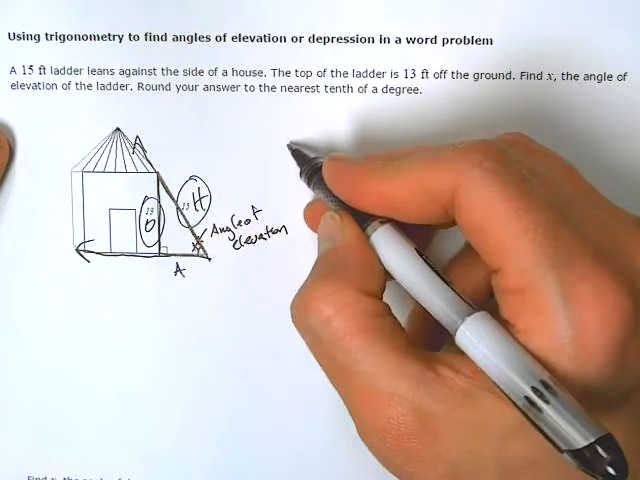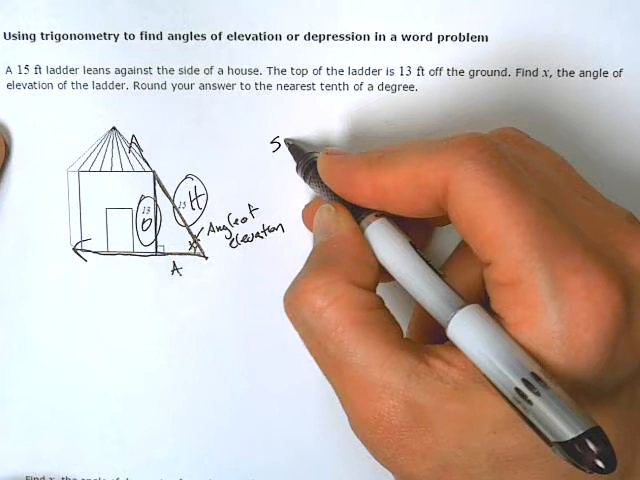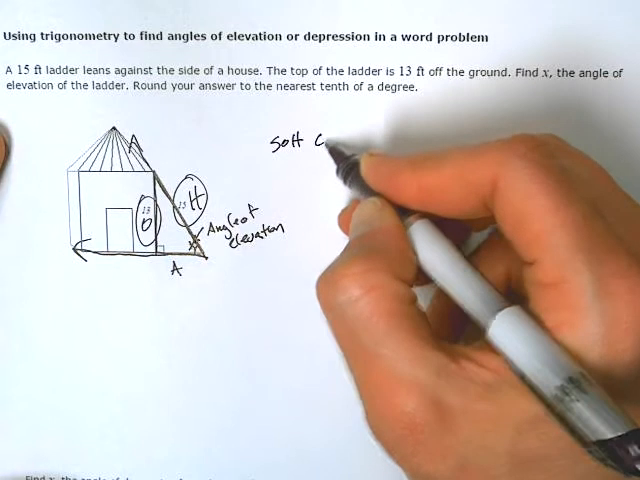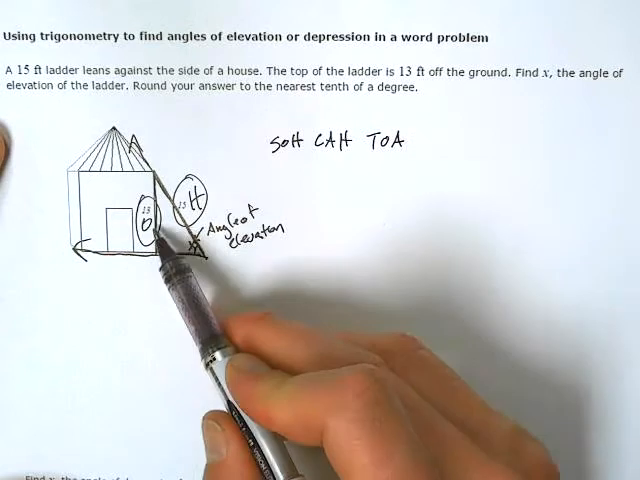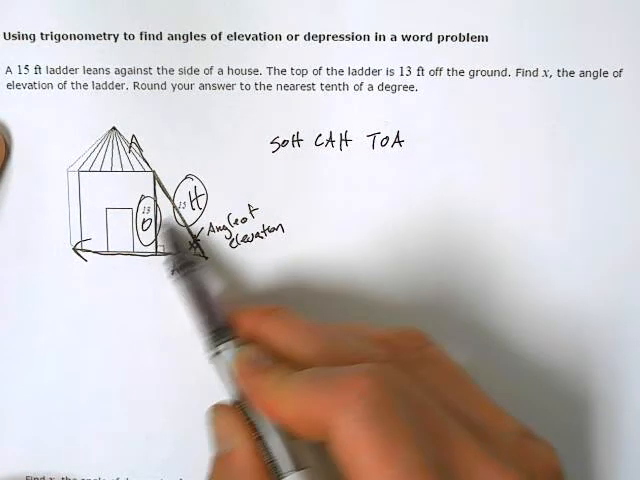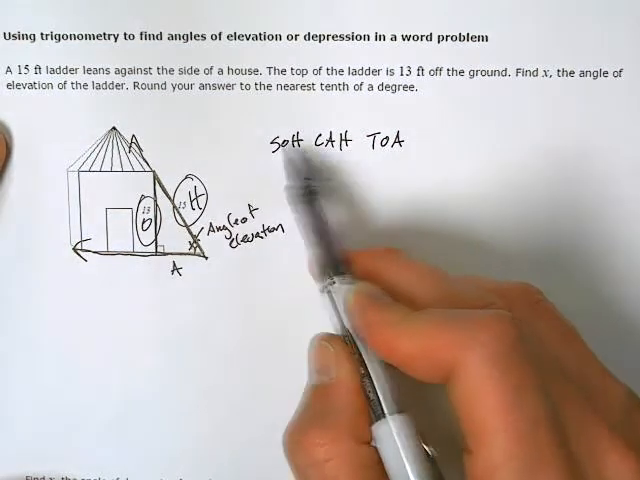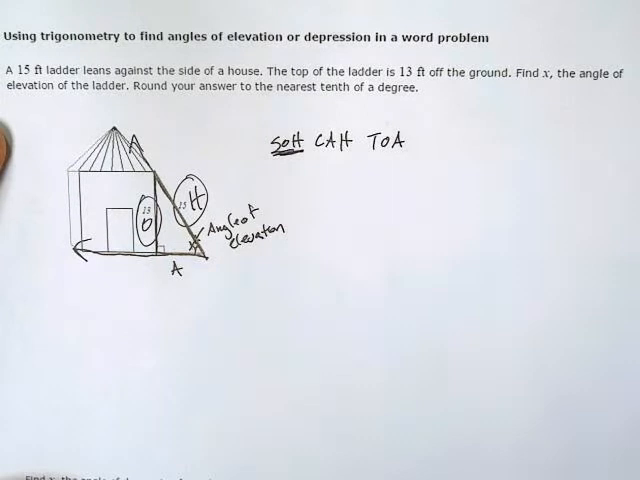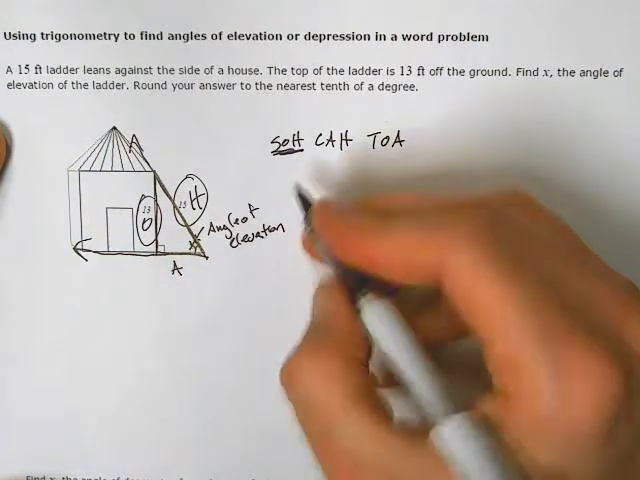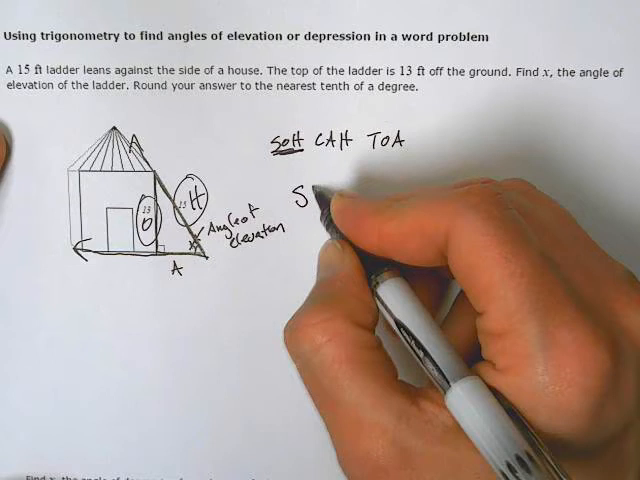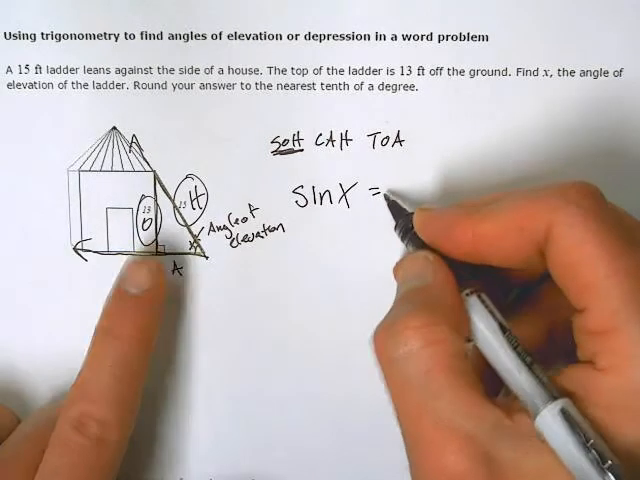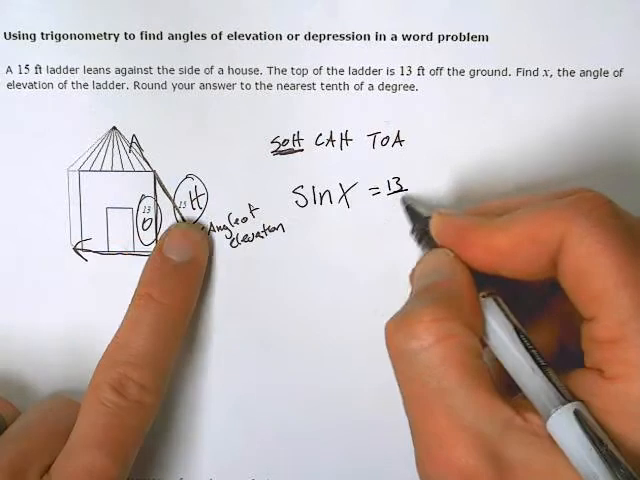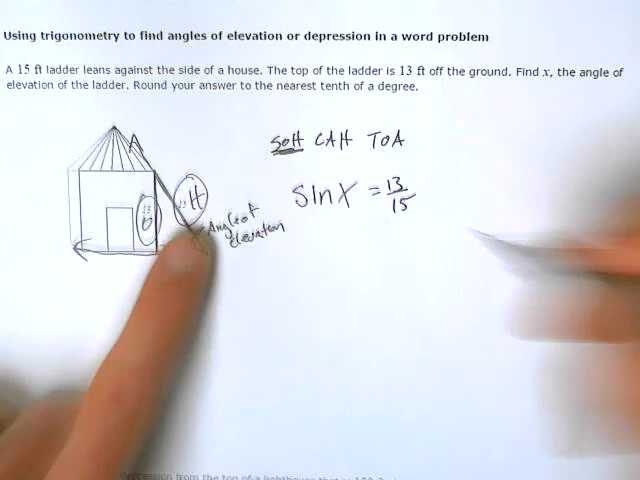So when choosing my trig function, I'm thinking, okay, am I going to use SOH, CAH, or TOA? Here I have the opposite and the hypotenuse. The only trig function that uses opposite and hypotenuse is the sine function. So I would set this up to be the sine of the angle x, which I don't know, equals opposite, 13, over the hypotenuse, 15.